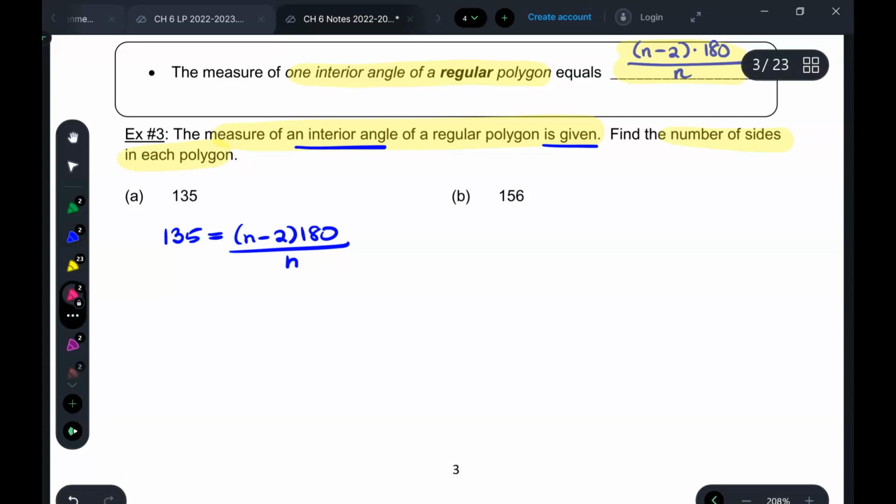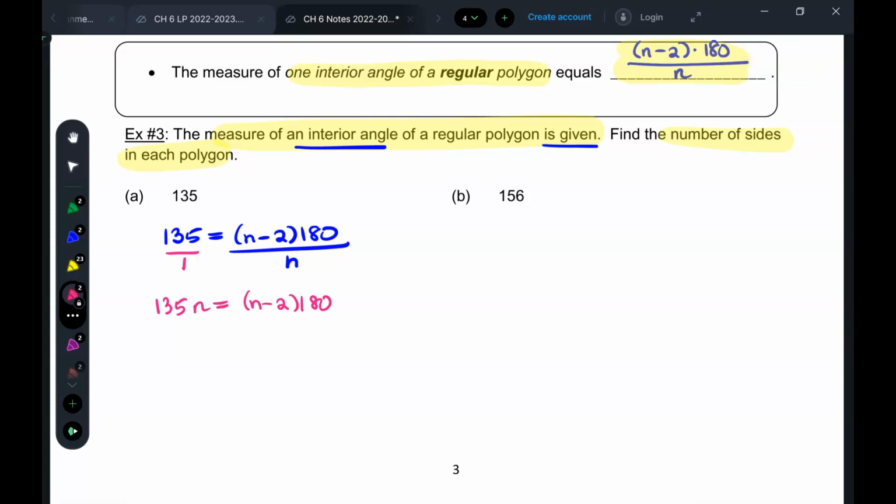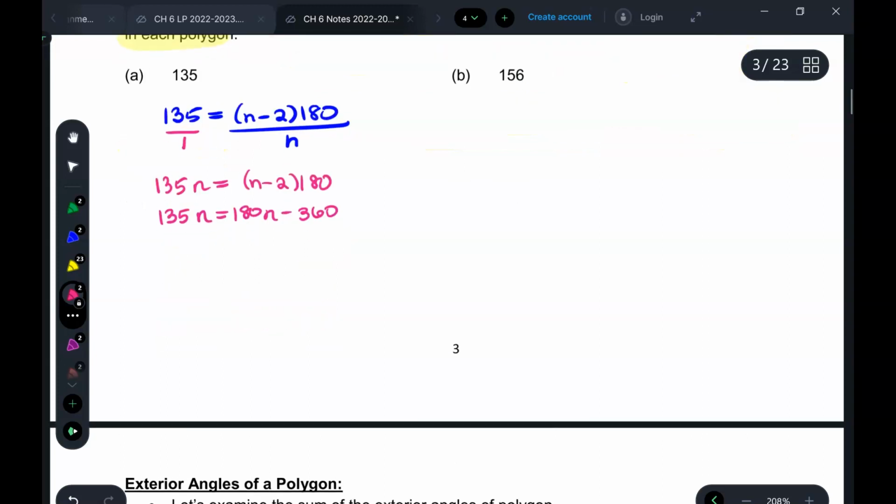Well, you multiply by n. We can multiply both sides by n, or if you like to think of it as putting this over 1 and cross multiplying, same thing. I'd get 135n equals n minus 2 times 180, which I could just distribute on the right side. 135n equals 180n minus 360. Now what?